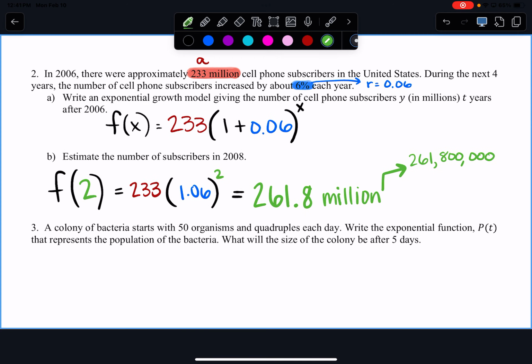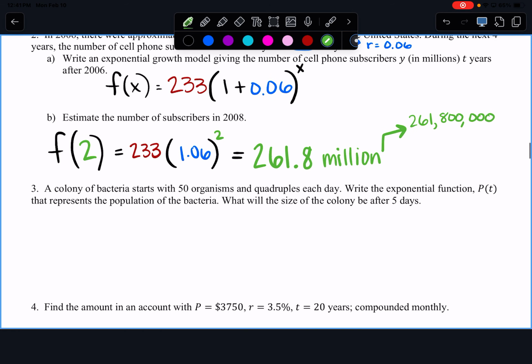All right, now we're going to go ahead and look at number 3, okay? So I want you to read number 3 for me real quick. Read it quietly, okay? And I want you to look at it and think about what it gives you. So what is our initial value in 3? 50. Okay, that is our A.